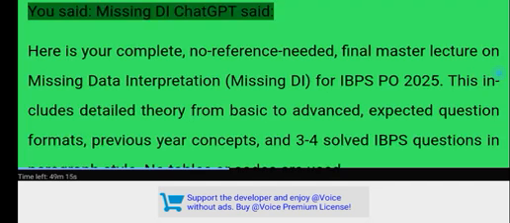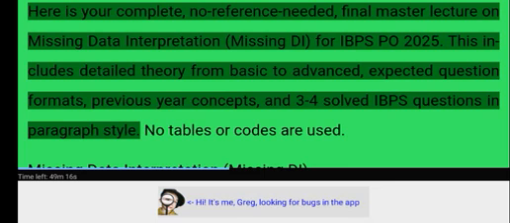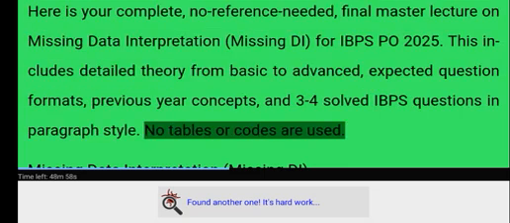You said, missing D. ChatGPT said. Here is your complete, no reference needed, final master lecture on missing data interpretation, missing D for IBPS PO 2025. This includes detailed theory from basic to advanced, expected question formats, previous year concepts, and 3 to 4 solved IBPS questions in paragraph style. No tables or codes are used.